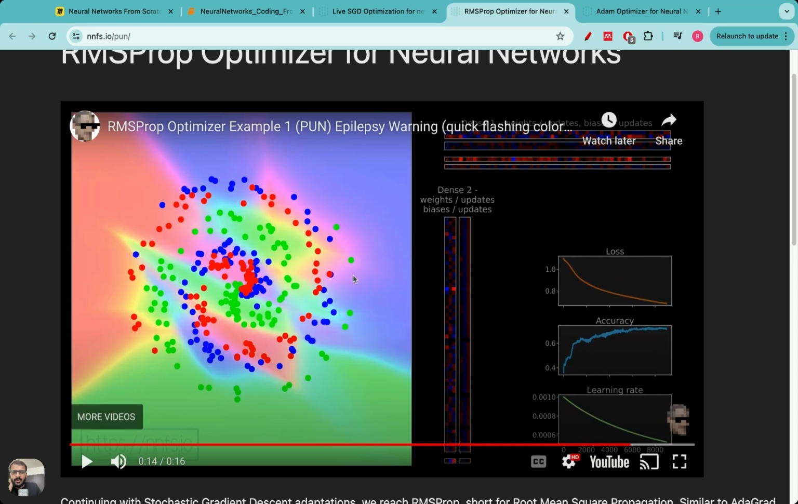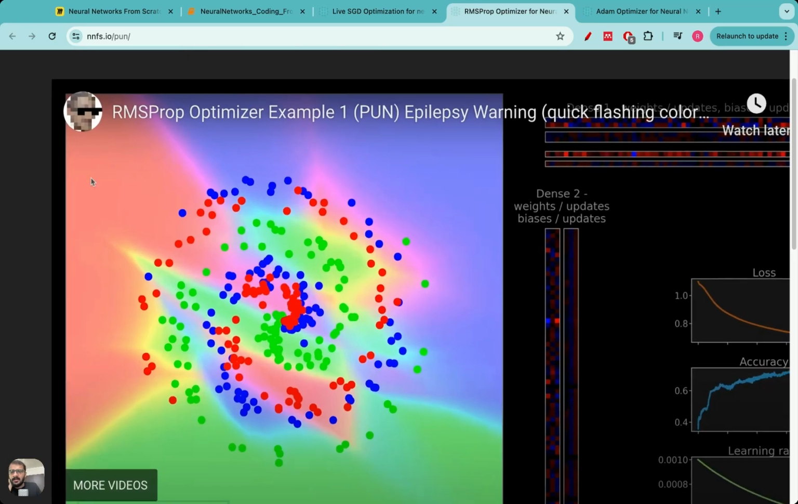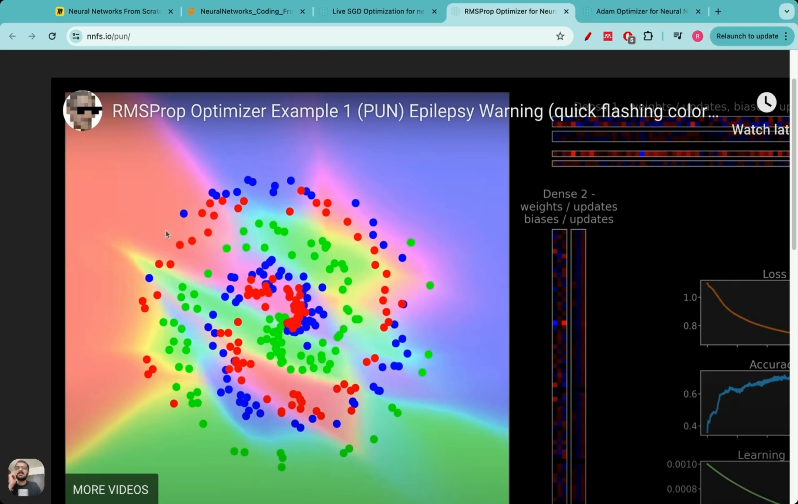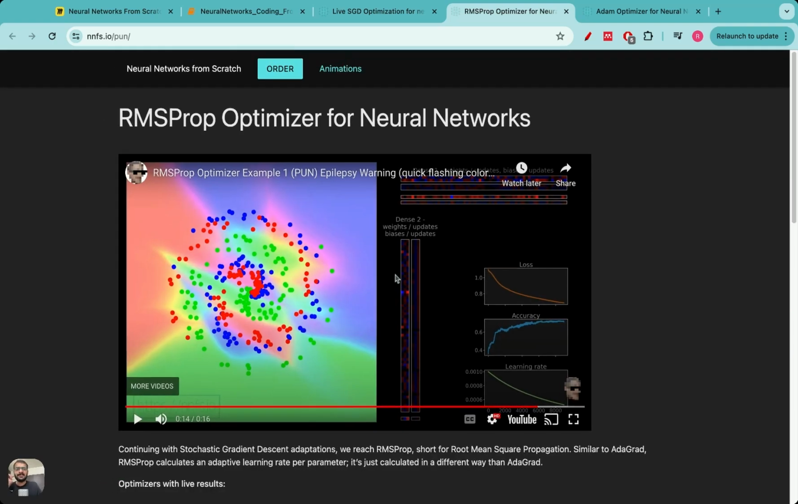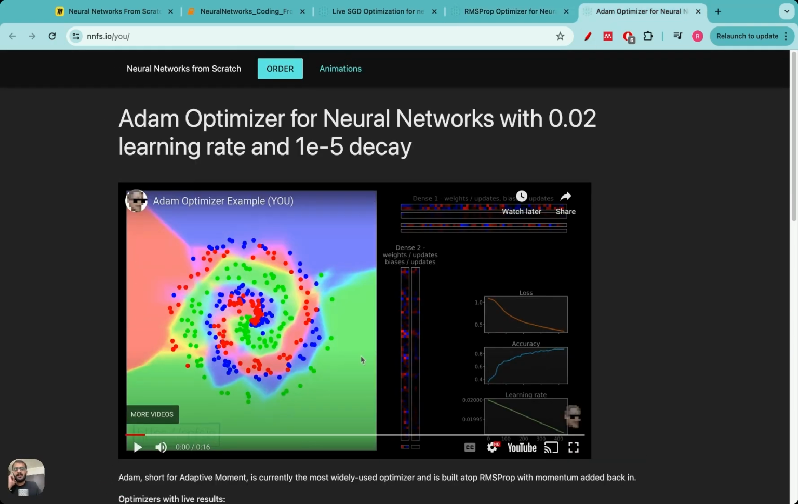These green points over here are misclassified as blue. Then this blue point here is misclassified as red, etc. So it's not the best. Now let's look at Adam. So I'm going to be running the Adam optimizer now.